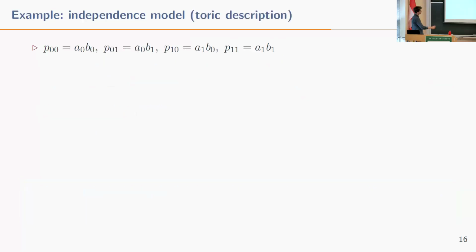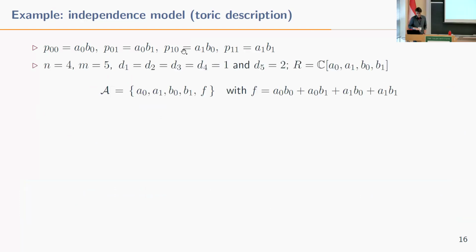Okay, here's a different description of the independence model. And I introduce variables A0, A1, B0, B1. And I can write down the probability distribution as this. And now what is my model? So now I take these 4 variables, and the arrangement just consists of taking these 4 variables together with another polynomial, which is the sum of these probabilities. Okay. And I call this the toric description.